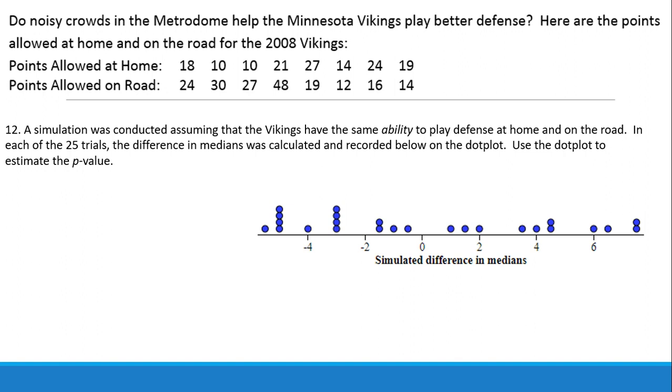A simulation was conducted that the Vikings have the same ability to play defense at home and on the road. In each of the 25 trials, the differences in medians was calculated and recorded on the dot plot. So for our p-value, we're going to go from -3 to the left. So our p-value is 10 out of 25. Remember always to look at the number of trials, which is 0.4 or 40%.